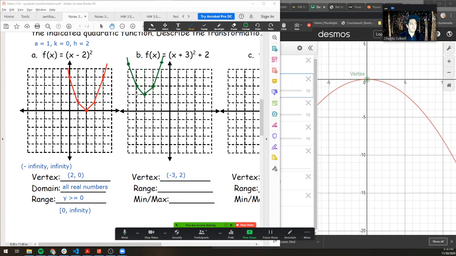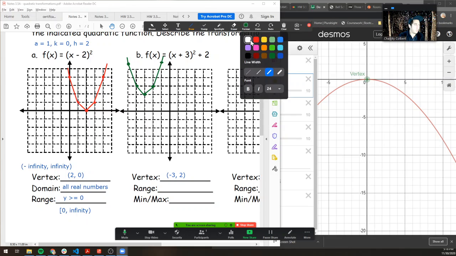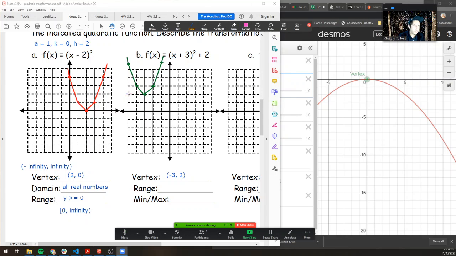Right? Looks kind of ugly, but whatever. You get it. It's opening up. There's a vertex at -3, 2. The range here, the lowest y value. Just think about where's the lowest y value. I'm going to do it in a pink so you can really see. Lowest y value would be right there at 2. It's greater than 2 or it's 2. 2 is the lowest point it is.